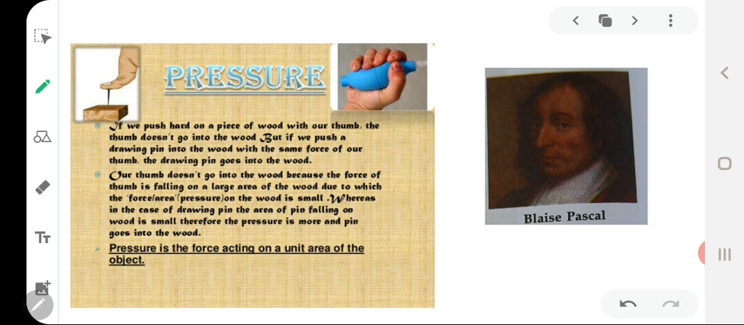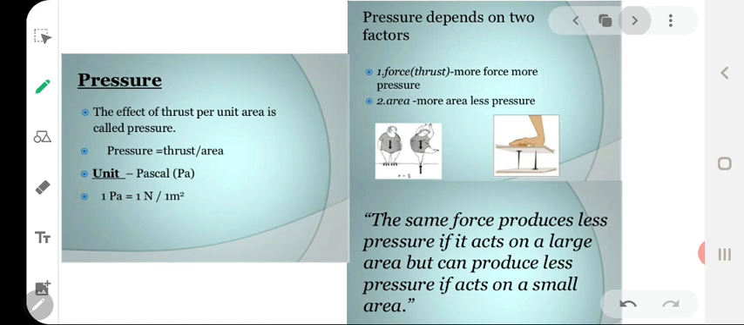So pressure is the force acting on a unit area of the object. Alongside on the same page you can see the picture of a very famous scientist, Blaise Pascal, who did significant work regarding the concept of pressure, and that's why the standard unit of pressure has been named in honor of scientist Blaise Pascal. The SI unit of pressure is Pascal.